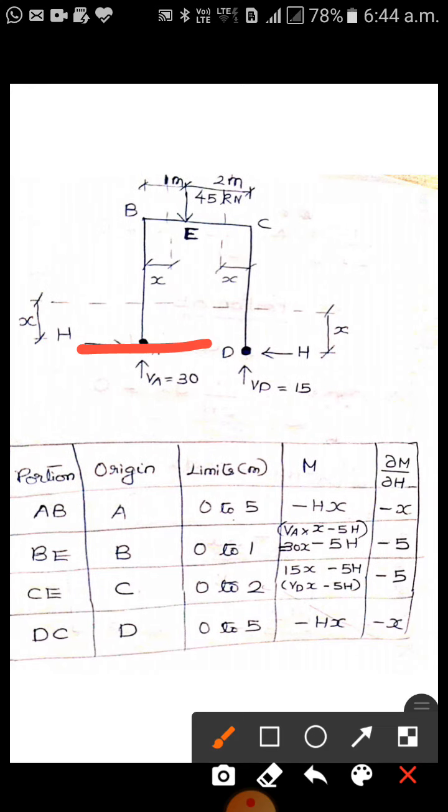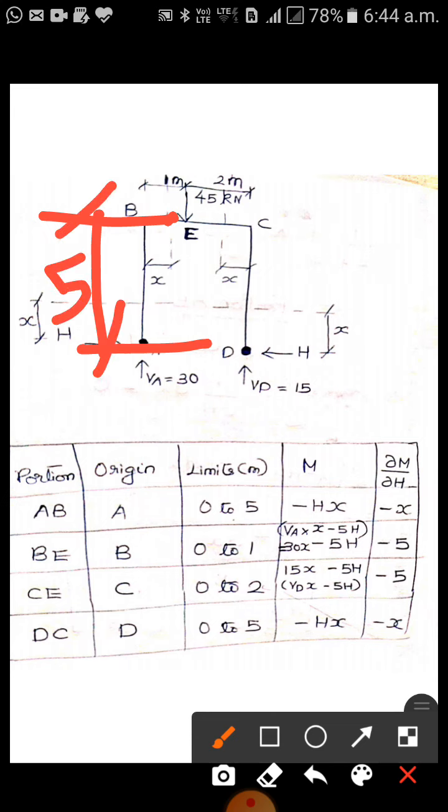And for H, at X draw a parallel line to H. What is the distance? 5 meters. So minus 5 into H. If we differentiate, it will be minus 5. Similarly for CE also you can understand. It will be VD into X and minus 5H. And for DC also it's similar to AB.